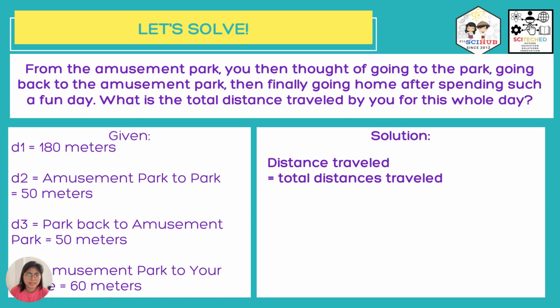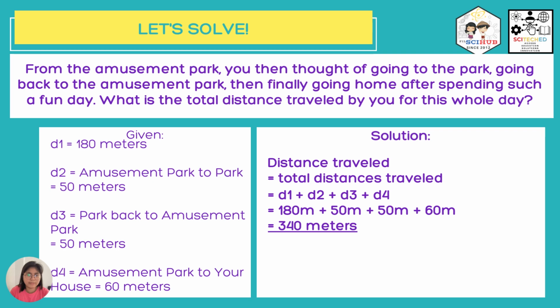So again, that is total distances traveled. That is equal to D1 plus D2 plus D3 plus D4, or the summation of all distances, is equal to 340 meters. Okay, so in solving our problems, you can always pause the video and try it yourself, then just play the video to see the solution of the problems.